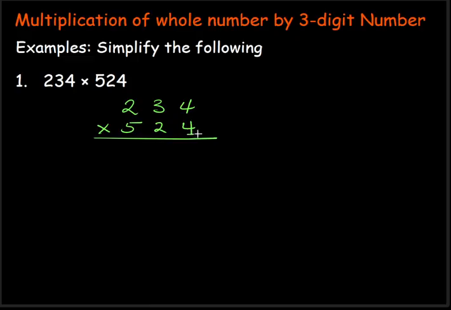We'll start with 4. 4 times 4, that will give us 16. 6 carry 1. 4 times 3, that will give us 12. 12 plus 1, that will be 13. 3 carried 1. 4 times 2, that will give us 8 plus 1, and that will be 9. So we are done with that.